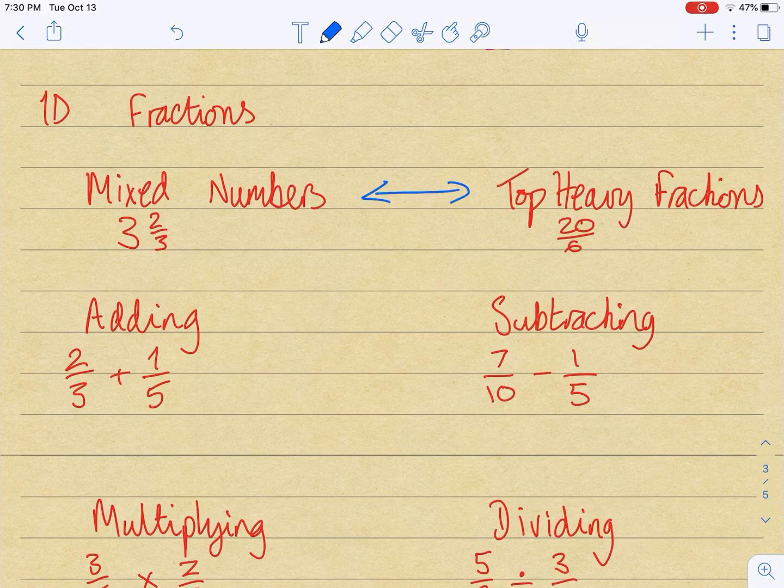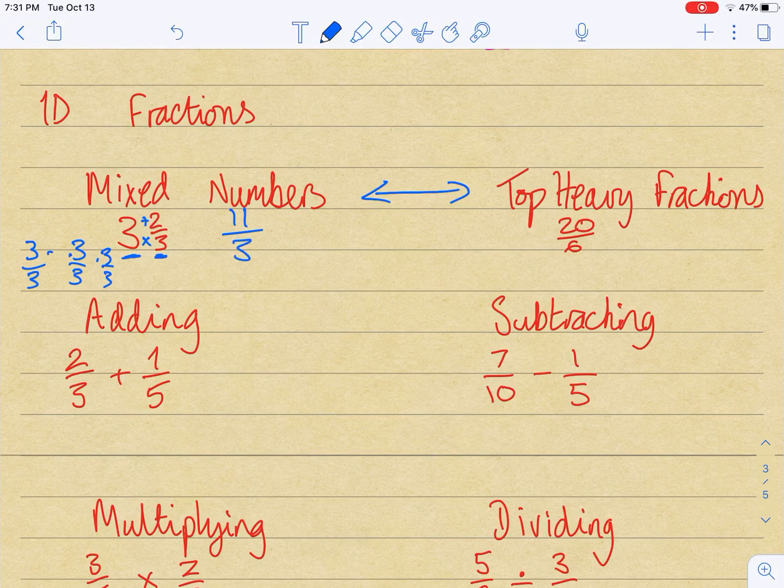So mixed numbers basically means I've got 3 whole ones and 2/3. If I want to make that into a top-heavy fraction, well, I'm dealing with thirds, so 3 whole ones is going to be 3/3 is 1 whole one, 3/3 is another whole one, 3/3 is another whole one. In effect, I've got 9/3 there. So the little shortcut is 3 times 3 is 9, and then I add the top number 2. So 3 times 3 is 9, add 2 is 11 over 3.